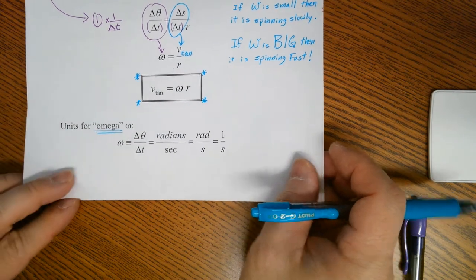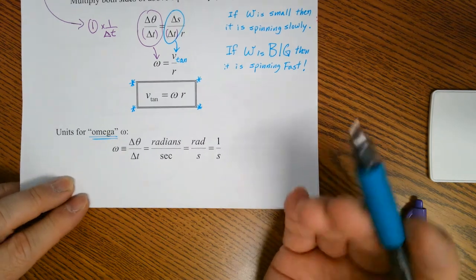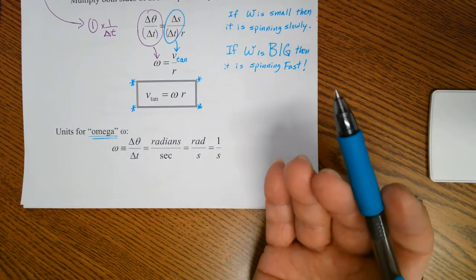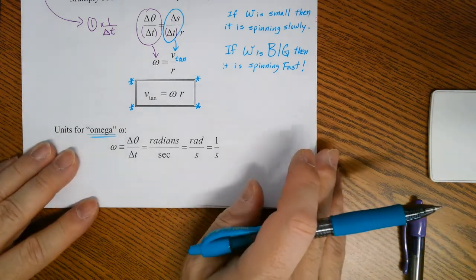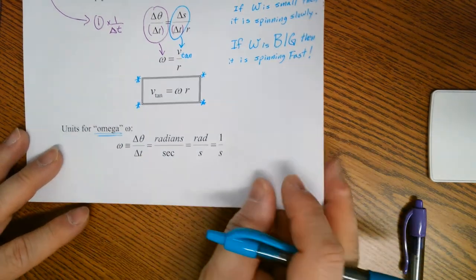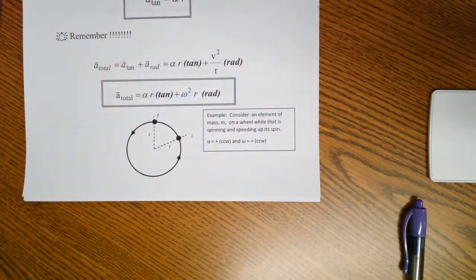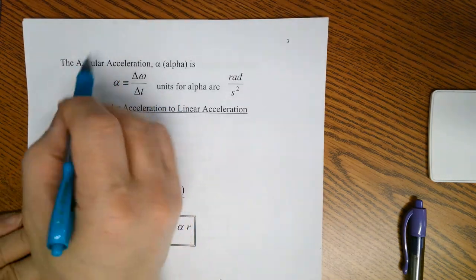Well, what if this thing is not spinning at a constant rate? What if it starts somewhere and then starts to go faster and faster and picks up speed of rotation? Then there must be change in omega. Right? There has to be change in omega. Well, what happens when there's a change in omega? Then we have angular acceleration.